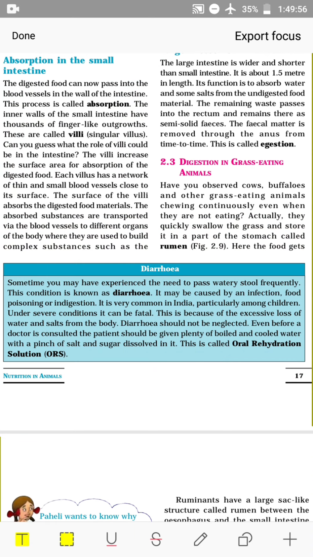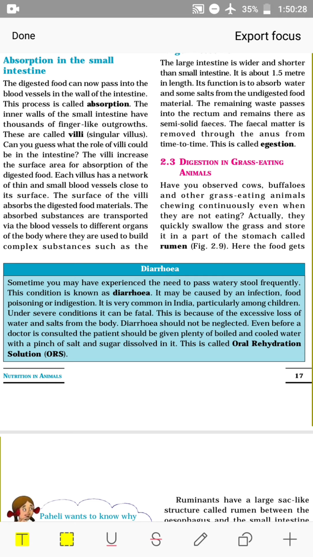Sometimes you may have experienced the need to pass watery stool frequently. This condition is known as diarrhea. It may be caused by an infection, food poisoning, or indigestion. It is very common in India, particularly among children. Under severe conditions, it can be fatal. This is because of the excessive loss of water and salts from the body. Diarrhea should not be neglected.